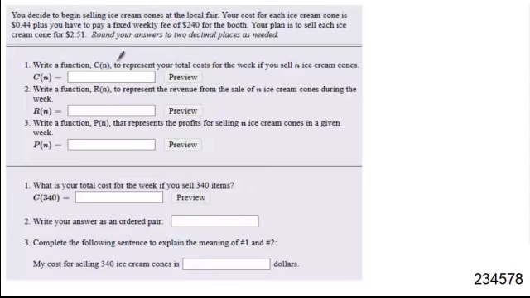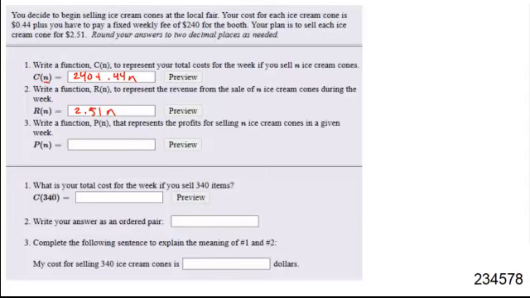So the cost is going to be your fixed cost of $2.40 plus the amount that it costs you per ice cream, which is 44 cents, times n. Again, we're looking at our variable here, which is the number of ice cream cones. So this would be your cost calculation. Okay, so your revenue, the amount of money that you bring in, is going to be $2.51 per ice cream cone, so $2.51n.